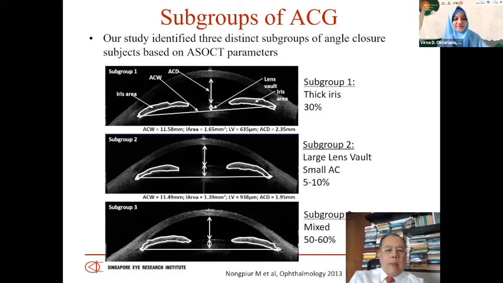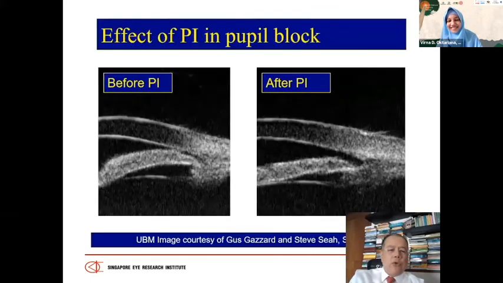The first subtype are the people with a very thick iris. The second subtype are the people with a large lens vault and a small anterior chamber. And the third type is mixed mechanisms, where you have a variety of anterior segment abnormalities that cause angle closure. Obviously, if you have the second subtype with a large lens vault, you should do lens extraction. As I mentioned to you earlier, imaging is also very useful to document changes in response to treatment.